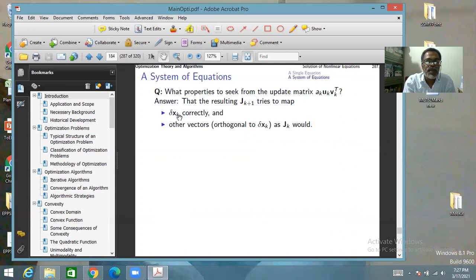This is one thing. And we said that one such equation is not good enough. So what else do we use? We say that on all the vectors orthogonal to delta xk, whatever was the effect of Jk, let Jk plus 1 also have the same effect. So let Jk plus 1 map all the vectors orthogonal to this direction exactly as Jk would have mapped. Okay. So put these two conditions and you will find that the update gets determined.